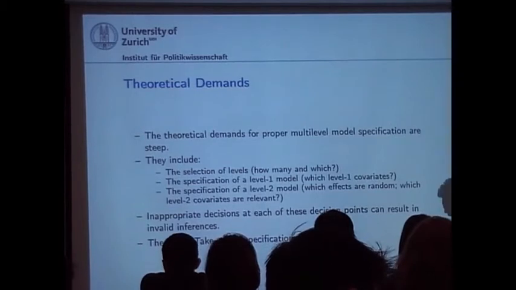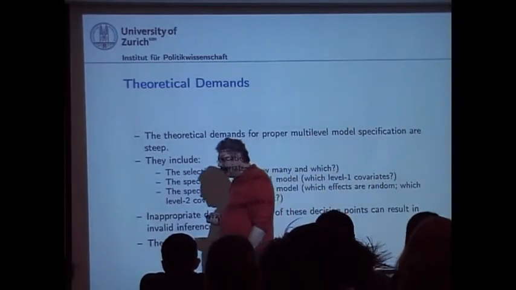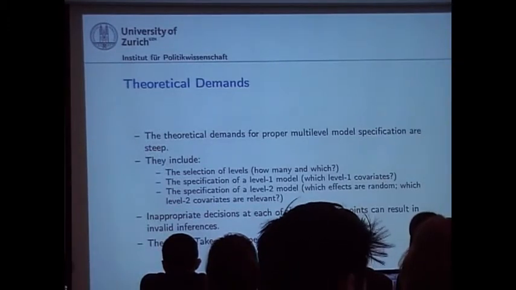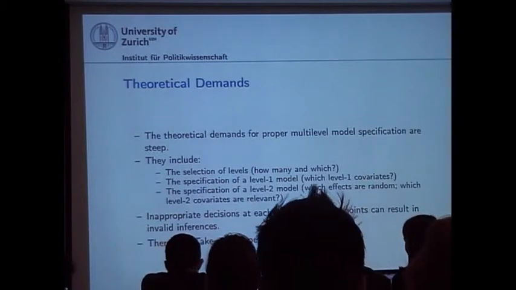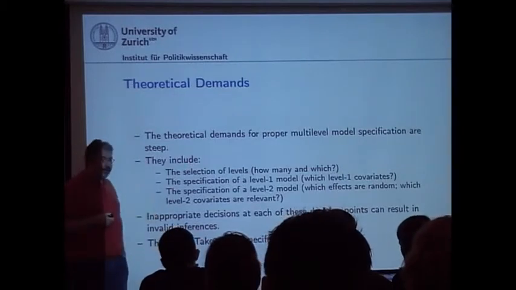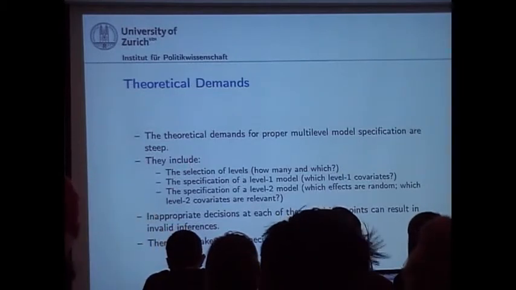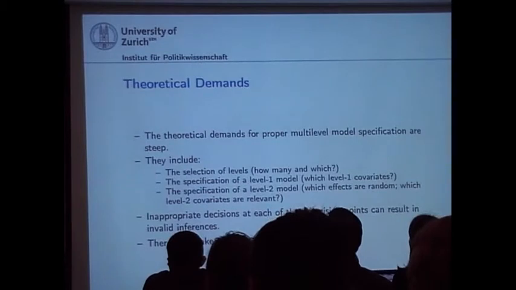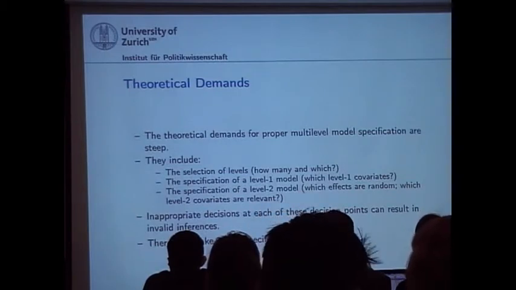Theory, well, I already mentioned earlier that we cannot really take an empiricist approach to the specification. We have to have theory. And theory demands here are steep because we need to know the selection levels. How many? What are they? That's sometimes something that we can make an empirical matter. If we look at the sampling design, we can say, okay, the levels are given to us. But more often than not, this is something that we have to think about theoretically.